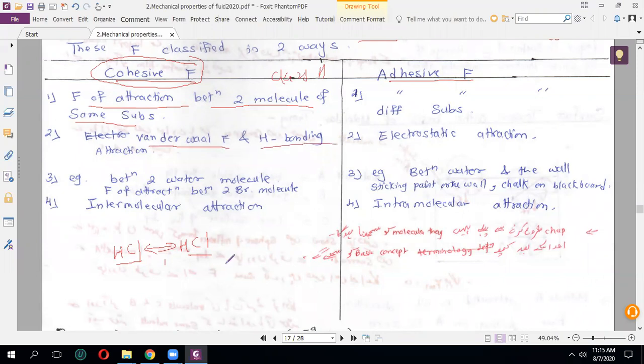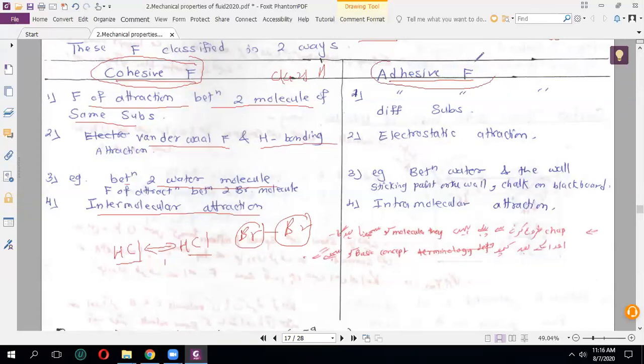So in this case, what happens? Either the attraction is low or the attraction is strong. Example: water molecules. The attraction between two water molecules is called cohesive force. The force of attraction between two bromine molecules: both molecules are bromine, the same type of molecule, and the attraction is called cohesive force. Okay. This type of attraction is also called intermolecular attraction.